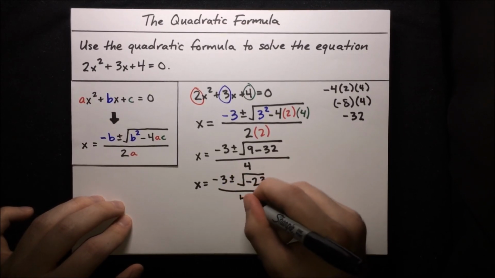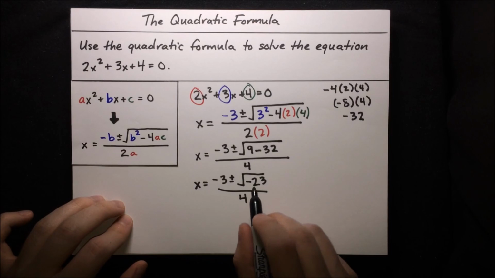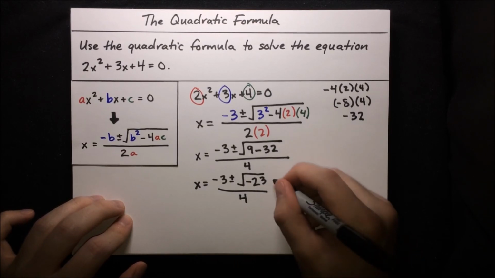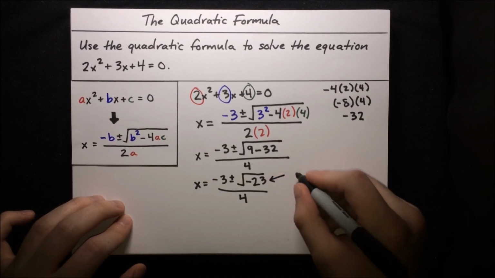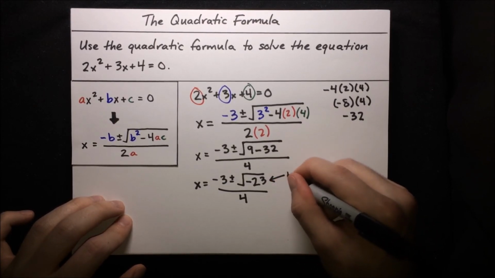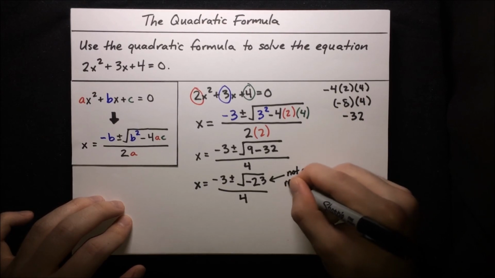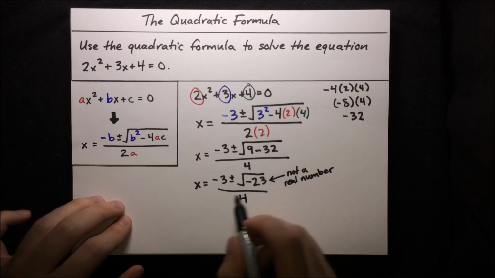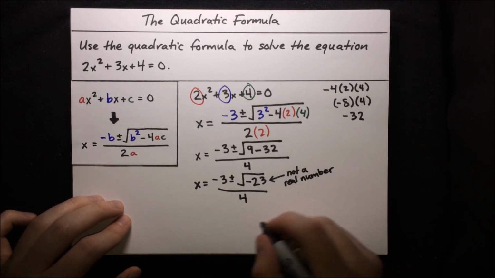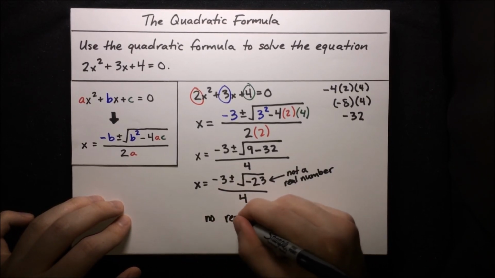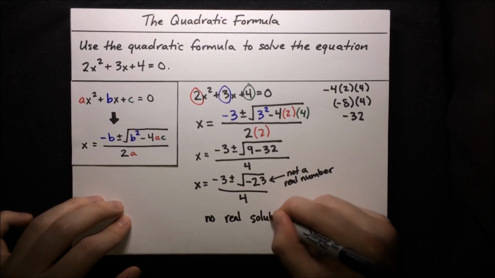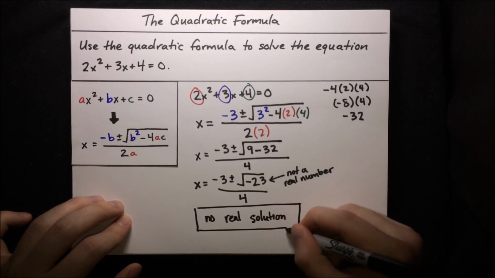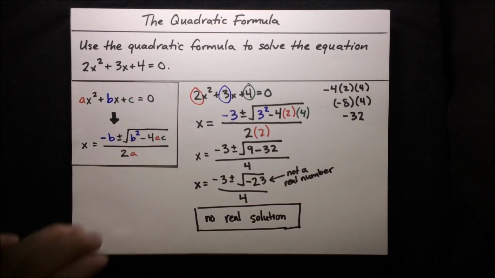That's all over 4. But hold on, look at that. That's a negative inside of the root. And the root of a negative number is not a real number. We can't take roots of negative numbers and stay in the real numbers. So that's not a real number, which means that there is no real solution for x. Just no real solution. And that's our final conclusion. This quadratic equation just doesn't have any real solutions.